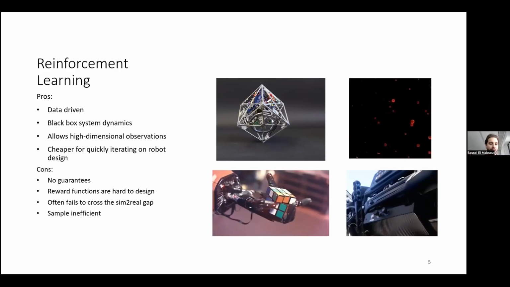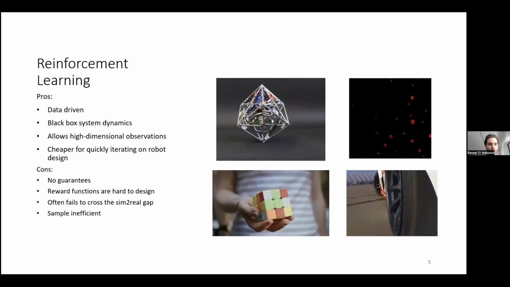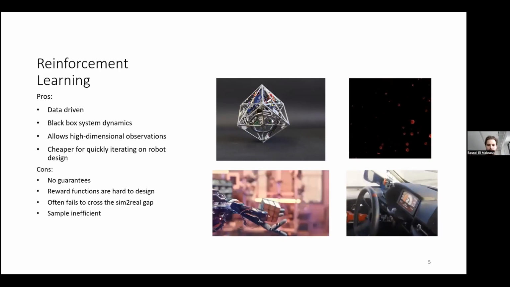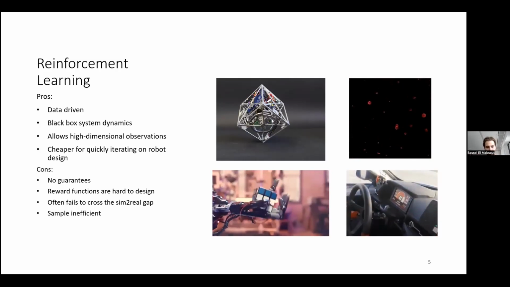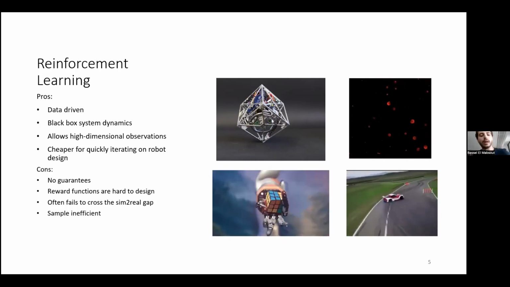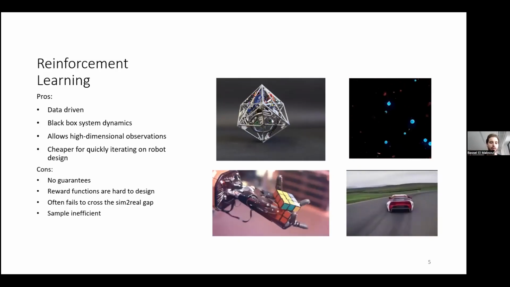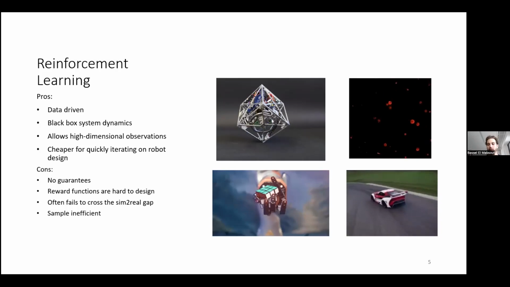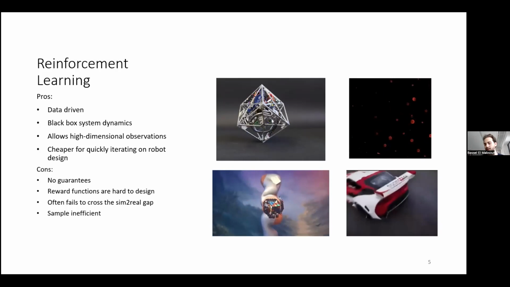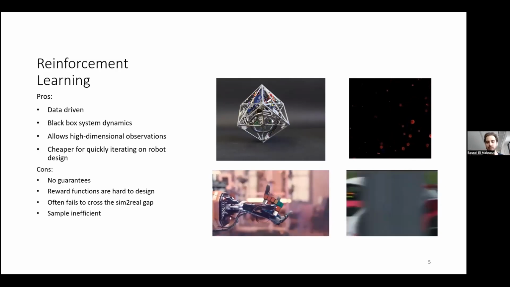The cons are also very large with respect to reinforcement learning. The biggest one is that you have no guarantees, and you don't know whether this found controller or policy is one that will achieve the behavior that you intended to. We don't know whether it will work in reality if it worked in simulation, and it can be fairly sample inefficient. It's data driven, but you need a lot of data in order to get the controllers that are good in a lot of circumstances.